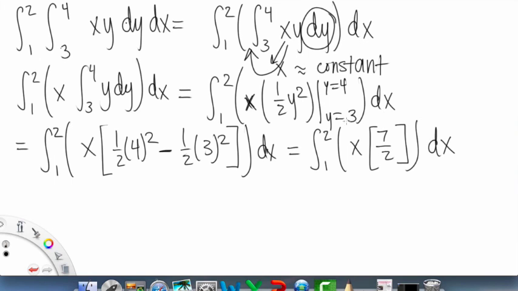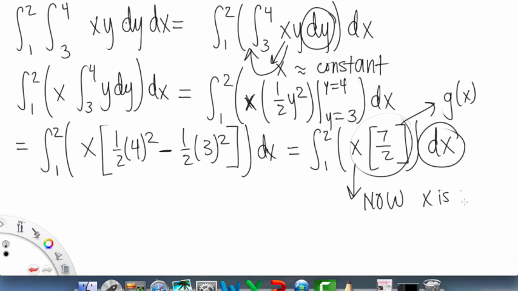As you can see, everything inside parentheses, we've eliminated the y's, because we plugged in actual values for the y. So this is like our g of x that I was talking about in the last slide, just some function of x. Now that we are integrating with respect to x, we can consider x as a variable. And 7 over 2 is always going to be a constant no matter what variable you are integrating with respect to, so I'm going to bring that outside.